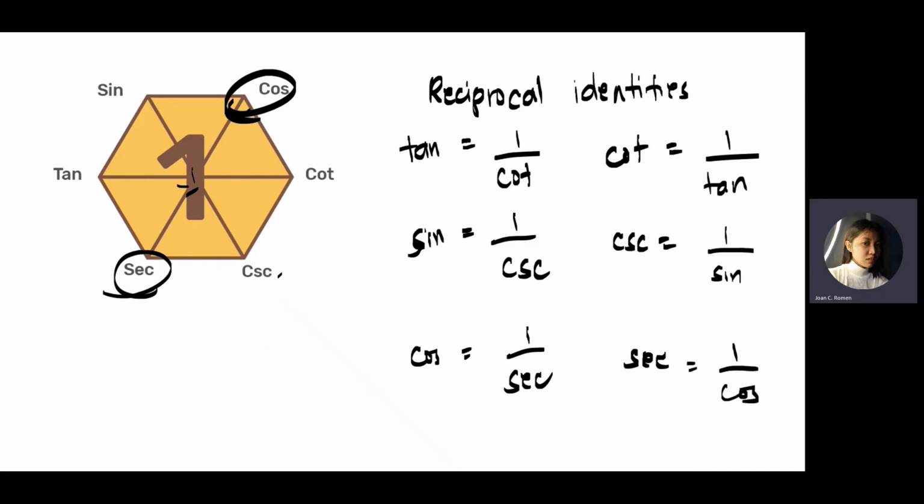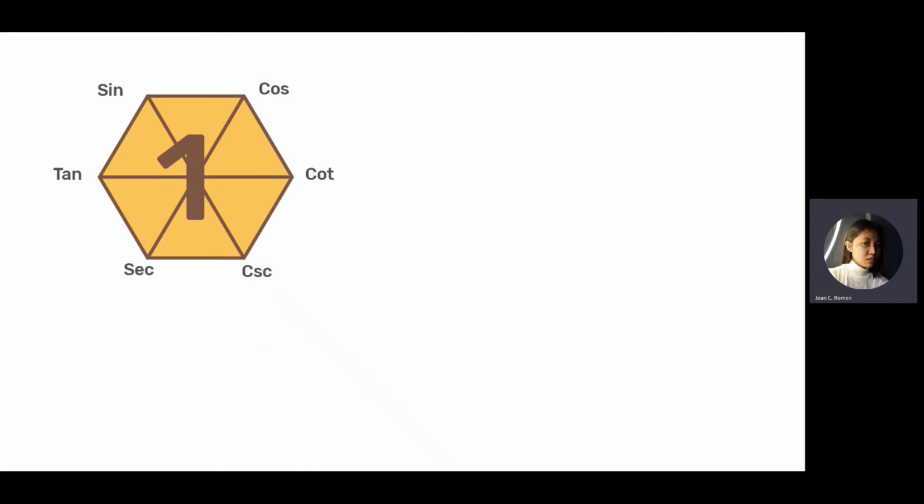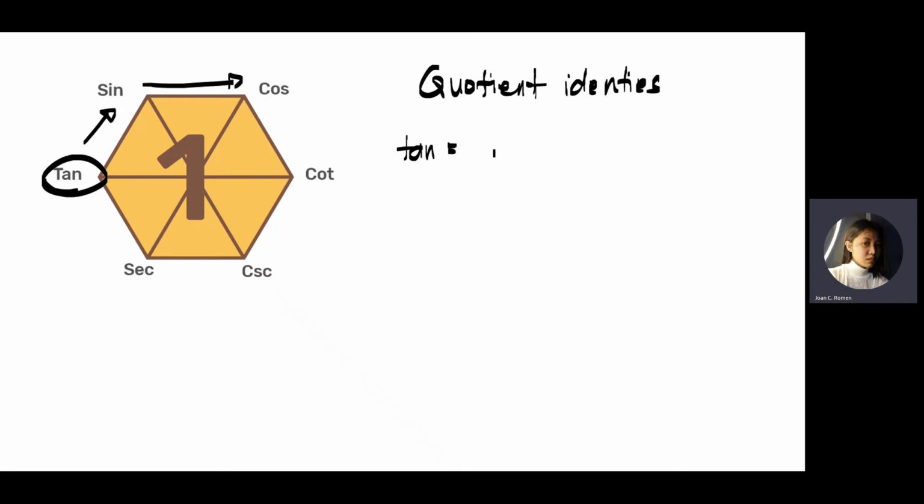So again, you don't need to memorize these formulas, as long as you know how to use the magic hexagon. Okay, next. How about for the quotient identities? For the quotient identities, it is clockwise or counterclockwise. That is all you need to remember. For example, when we say quotient, it means division. So, tangent, again, clockwise or counterclockwise, either of the two. Tangent is equal to, adjacent, sine over cosine.